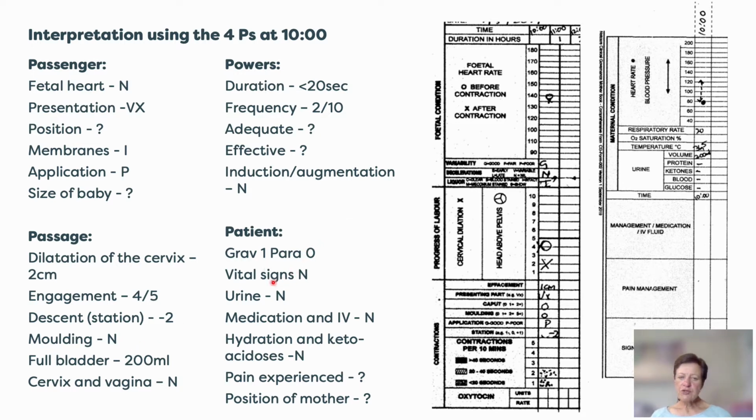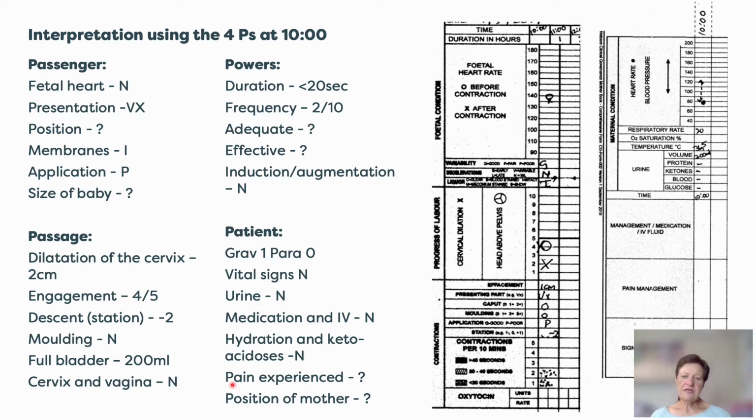Now, the vital signs we've said are normal. The urine is normal. She has passed 200 milliliters and there's nothing in it. So the bladder is not causing any obstruction and there's no problem in the urine. She hasn't received any medication. There's no signs of dehydration and ketoacidosis. And we're not sure about the pain. It doesn't look as if she really experiences pain. We need to determine whether she can cope with what she experiences. But the contractions are far apart and they're not strong.